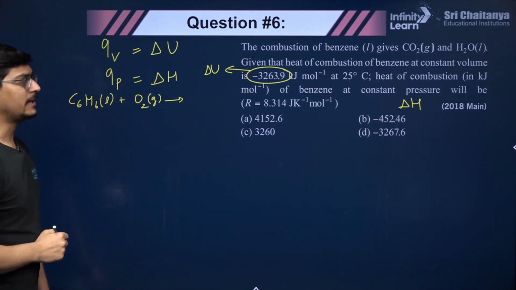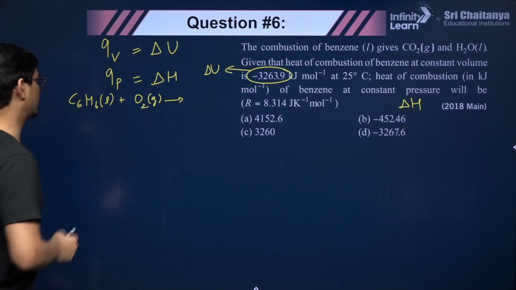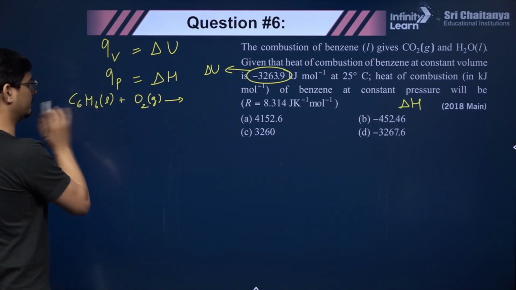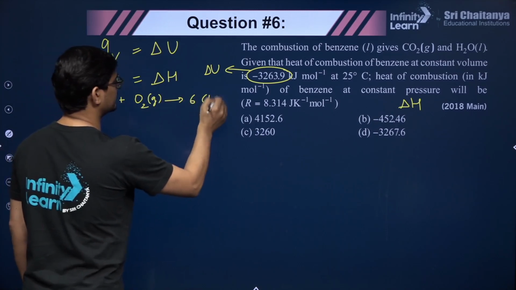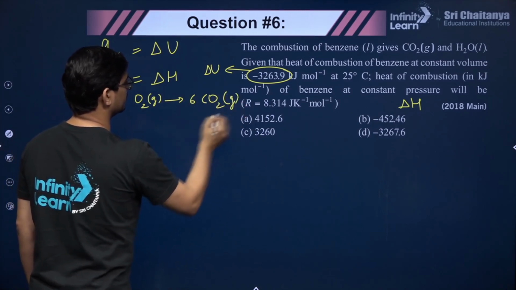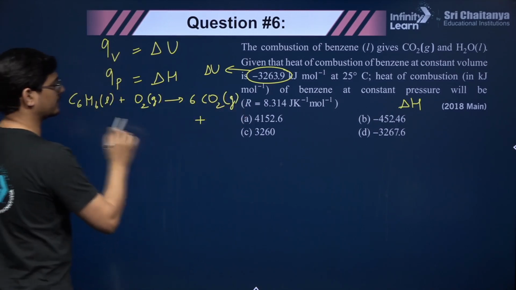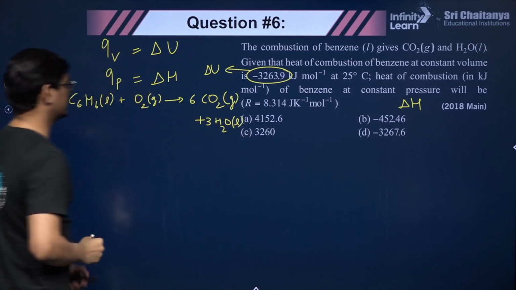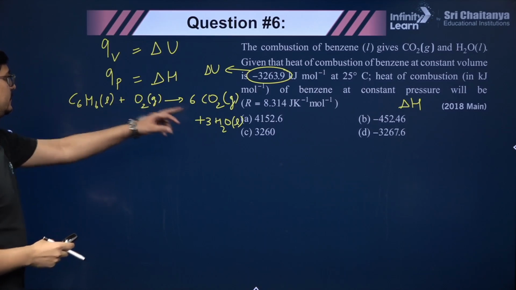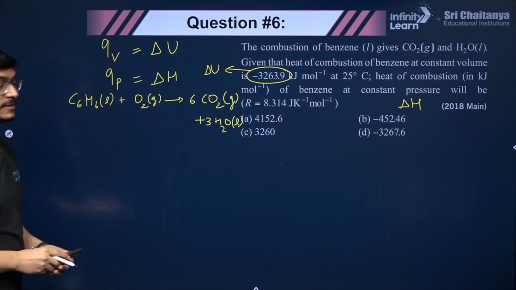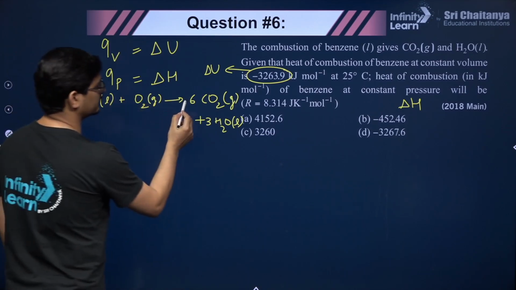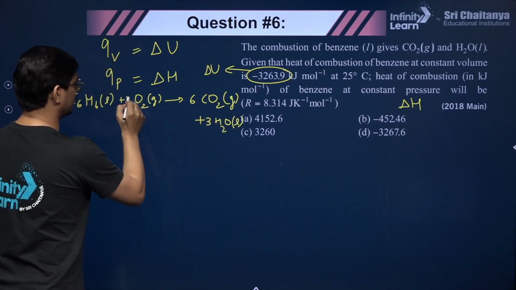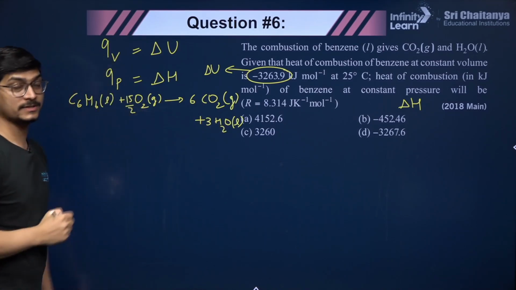They have indicated that CO2 is gas and H2O is liquid here. So of course, by looking at benzene, we can say we will get 6 CO2 gas, and by 6 hydrogens we will get 3 H2O liquid. Is that clear? Right? So 6 CO2 and 3 H2O. Now how many oxygens will we require? So 6 into 2 plus 3, 15. That is, we will require 15 by 2 oxygen molecules.